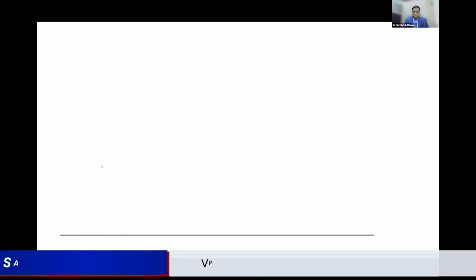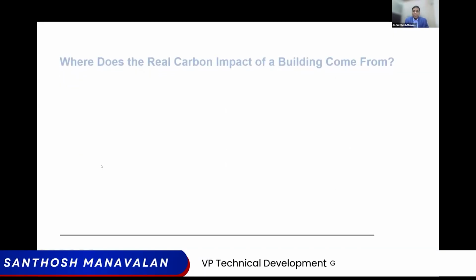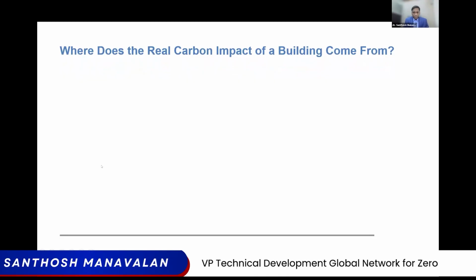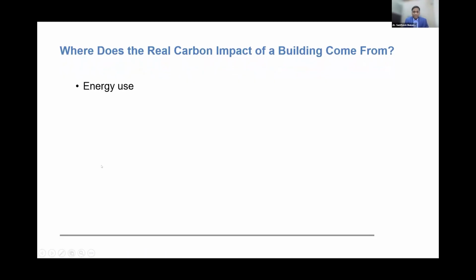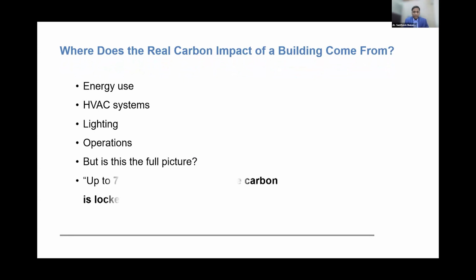When we talk about carbon in buildings, most people immediately think about energy used during operations, such as HVAC, lighting, plug loads. That's only one part of the story. What is often missed in this is that a significant portion of the building's footprint is already locked in even before the building is occupied. That is the embodied carbon. 70% of the lifetime carbon can be determined even before day one, through the design and the material choices.